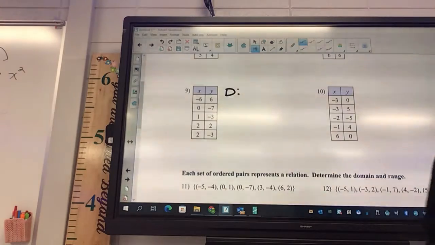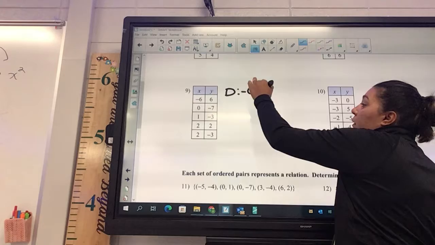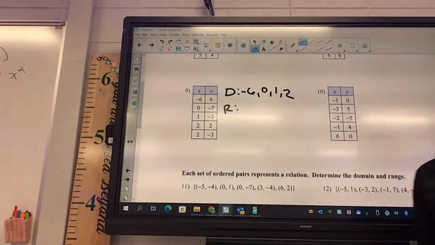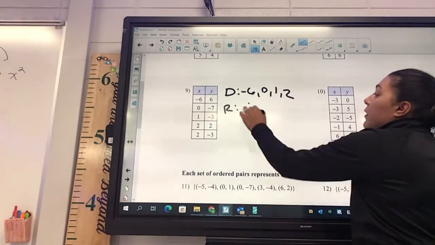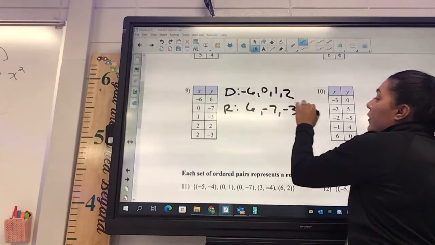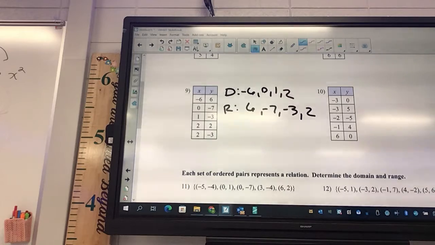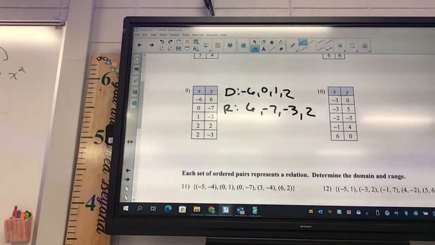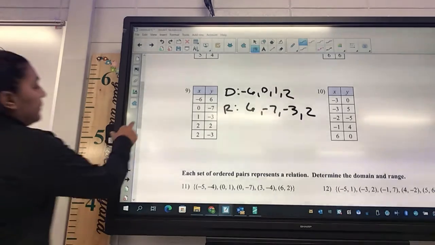Faith, what's the domain? -6, 0, 1, and 2. Good job. Timmy, what's the range? Good. You guys doing okay? Okay, look at number 11.